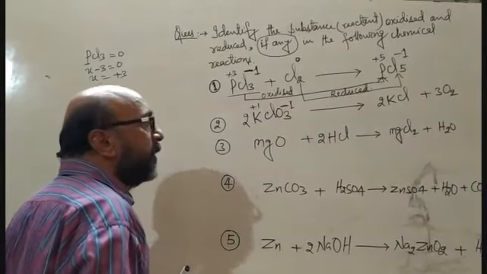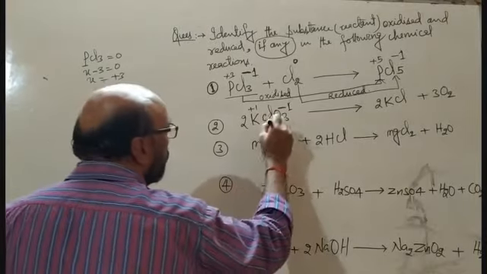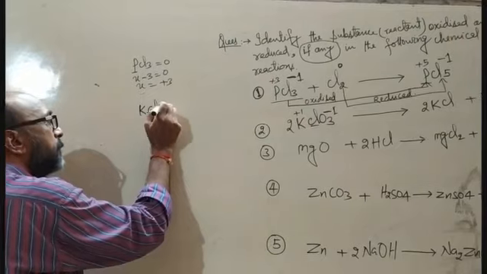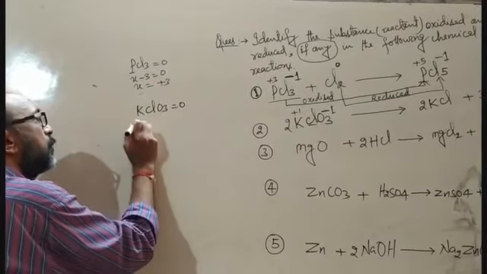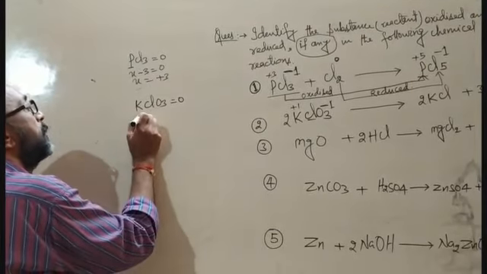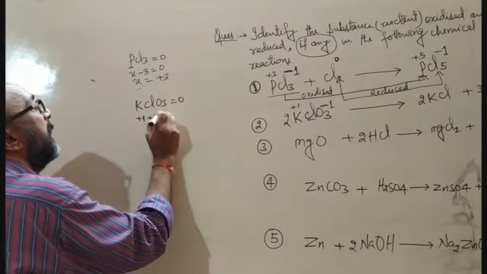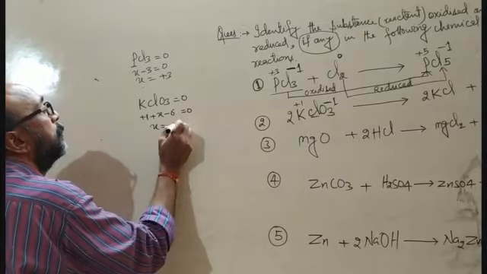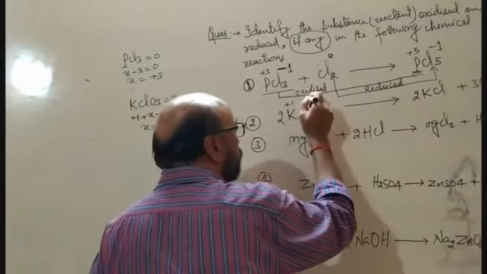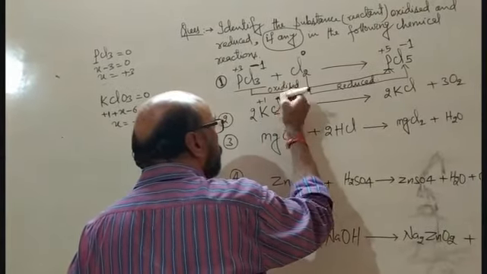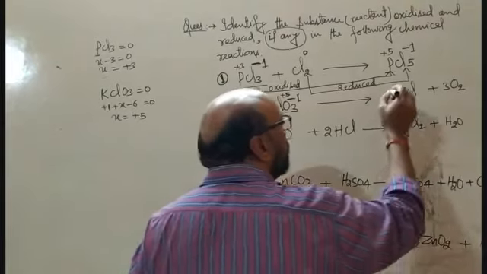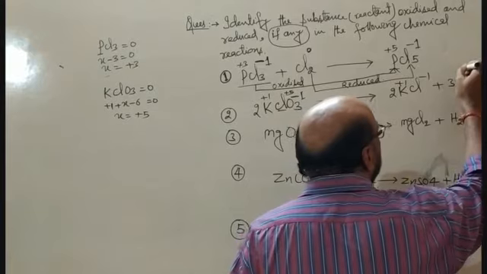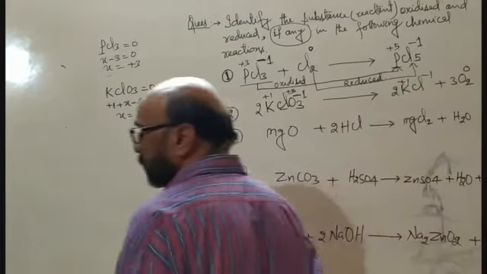Potassium is alkali metal, plus 1. You need to calculate the oxidation state of chlorine in this compound. KClO3 is equal to 0, K plus 1, chlorine X, oxygen minus 6 is equal to 0, X is equal to plus 5. The oxidation state of chlorine is plus 5. Here potassium plus 1, chloride minus 1, and oxygen in elemental state is 0.